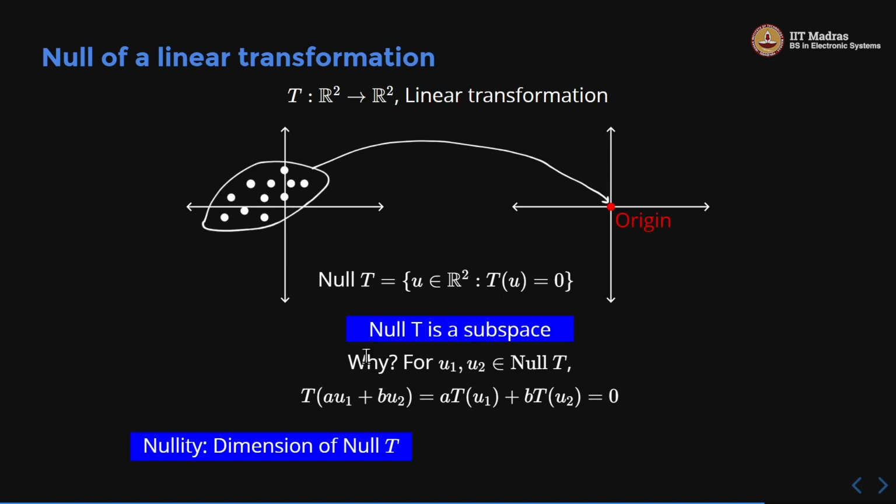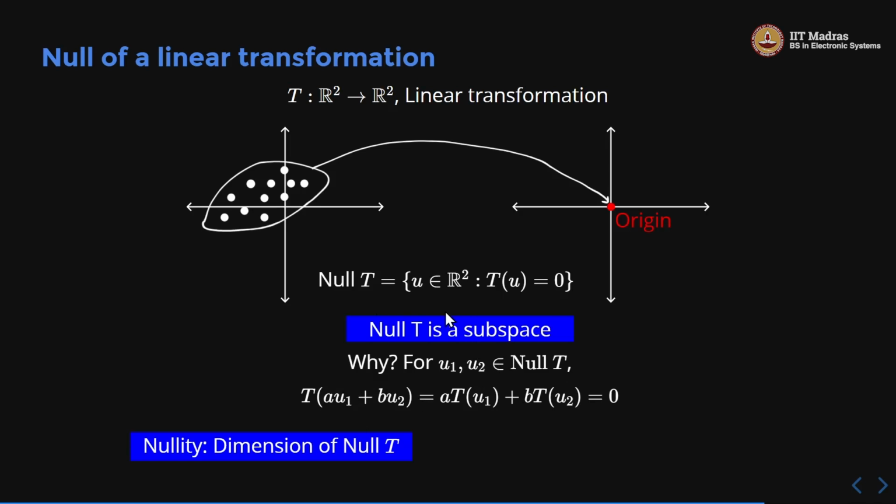Okay, why? The proof is very, very simple. If you have U1 and U2 in null T, and you take a linear combination of U1 and U2, and then you take T. What does U1 and U2 in null T mean? T of U1 is 0, T of U2 is 0. And if you take a linear combination of U1 and U2, and then apply T to it for any A, B, what will happen? Because of the linearity, you're going to get A times T of U1 plus B times T of U2. Now T of U1 is 0, T of U2 is 0, so it becomes 0. So if you have two guys being in null T, their linear combination will also be in null T.